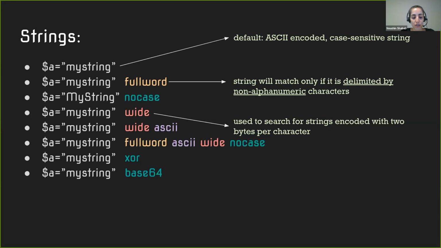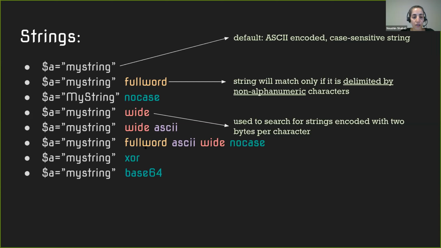If you are not sure if the string is going to be ASCII or Unicode, you need to have both options. You need to have it once without the wide identifier, and one time with the wide identifier, or you can combine them in the form of the next one. As you see, wide ASCII. This means that it can either be wide, like Unicode, or be an ASCII string.